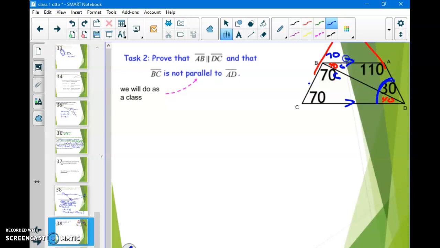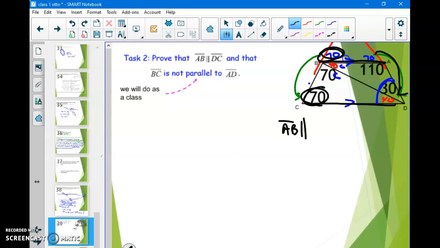If these two added up makes 70, and that's 70, we get that this and this, I don't know if you can see that, but let's grab a different color, that and that are the same. So this angle and this angle are the same angle, and if they are the same angle, then they are corresponding angles, and if their corresponding angles are congruent, then these two are parallel. So AD is parallel to CD by corresponding angles.